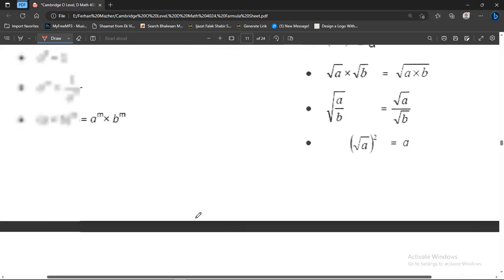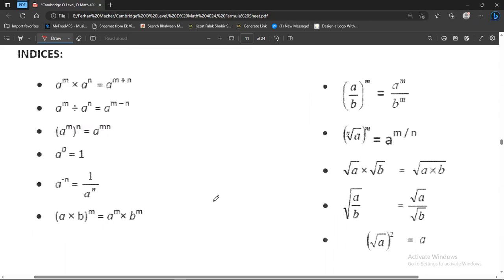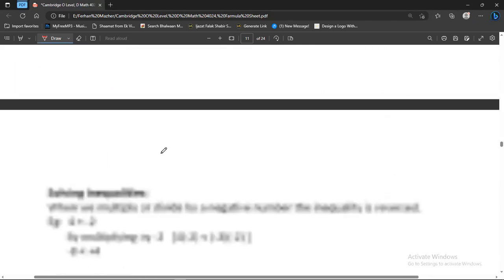These are some basic properties of the indices. They are very, very important. And in paper 1 and paper 2, both papers, they ask you questions on the basis of the indices.